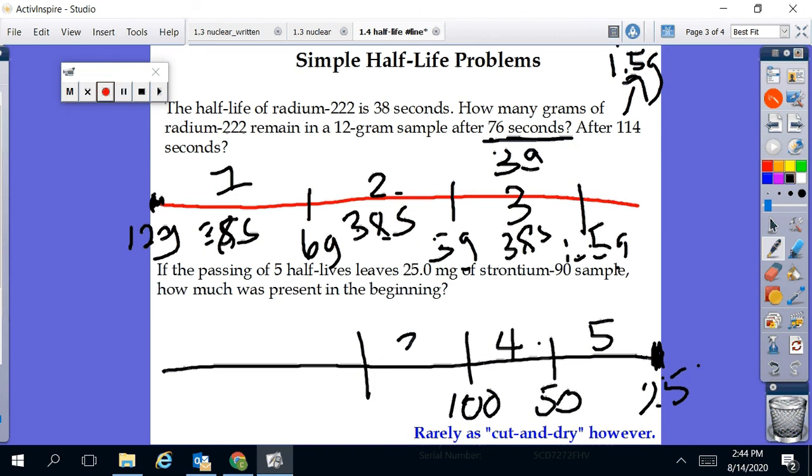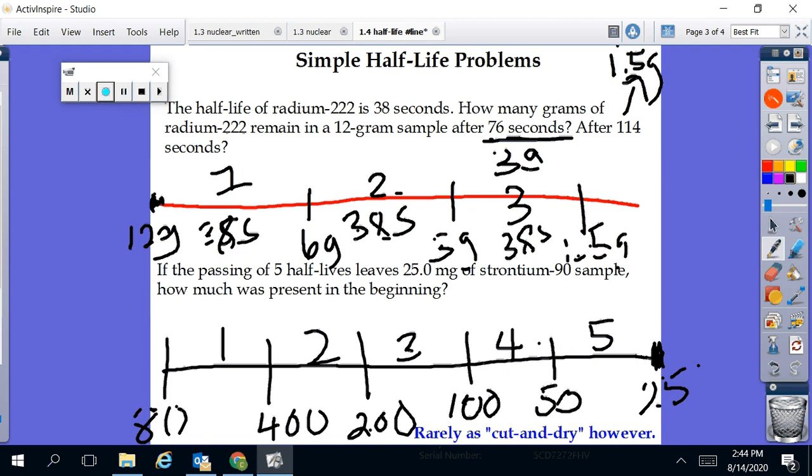At the beginning of half-life 3, I had 200. At the beginning of half-life 2, I had 400. And at the beginning of half-life 1, I had 800. So the answer to this problem, working backwards, is I started with 800 milligrams of strontium-90.